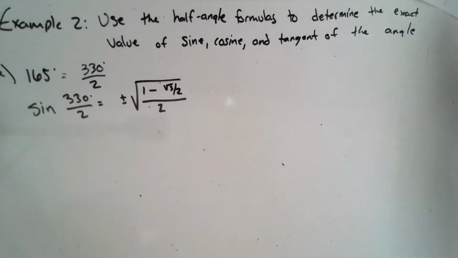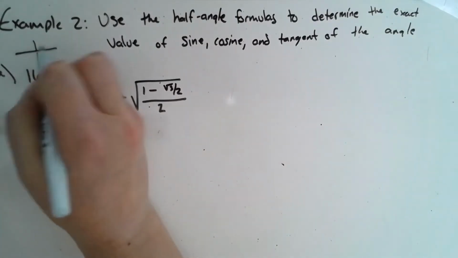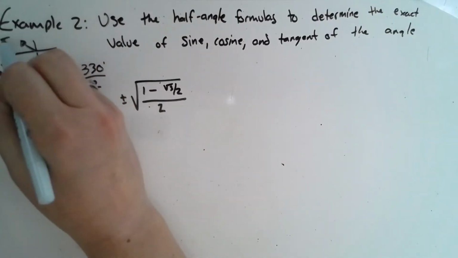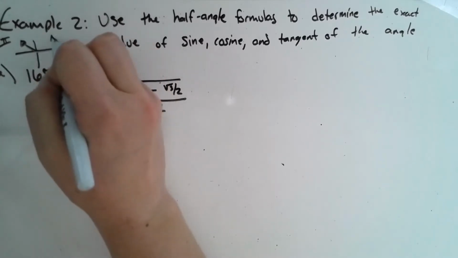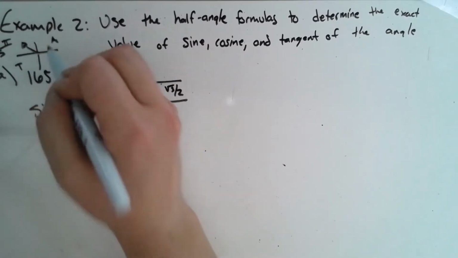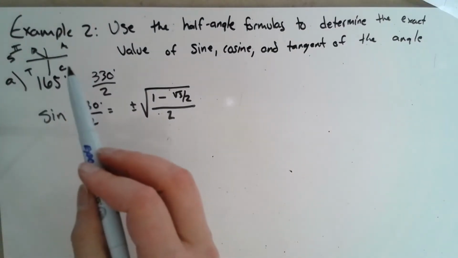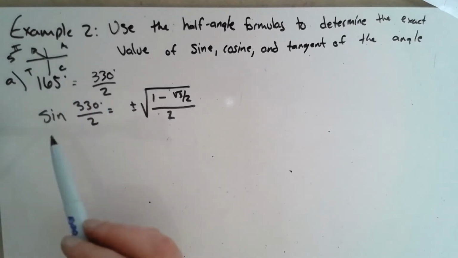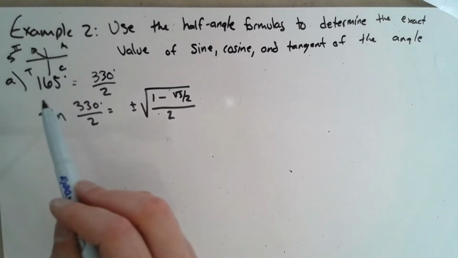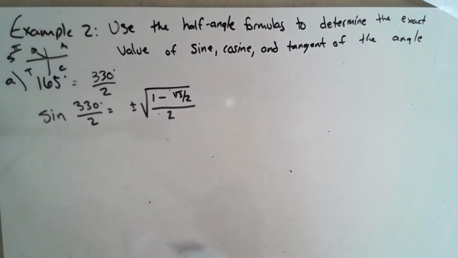So let's take a second and think about where 165 is. 165 is over here in quadrant 2. All students take calculus. All are positive. Sine is positive. Tangent is positive. Cosine is positive. So if I'm doing sine of 165, I know my answer needs to be positive. That's what I meant when I said in the last video that we need to check the location.